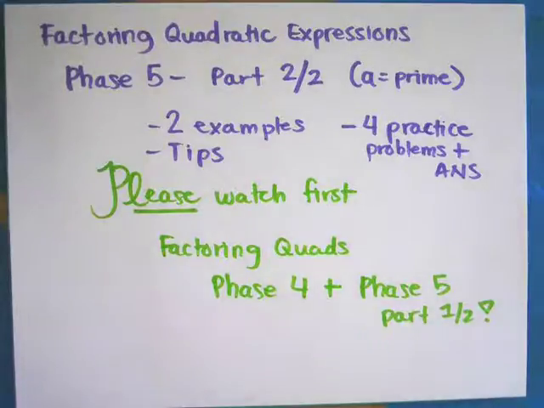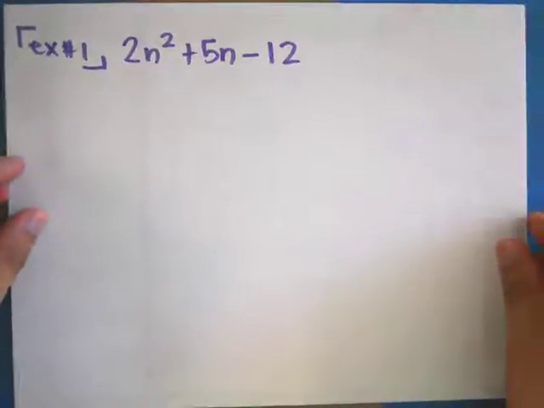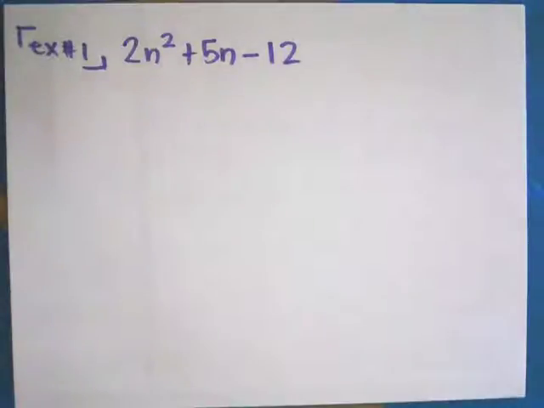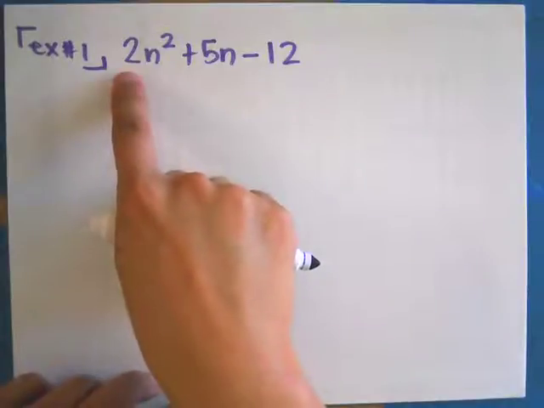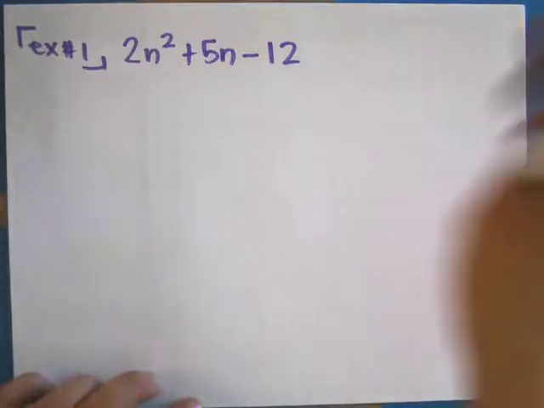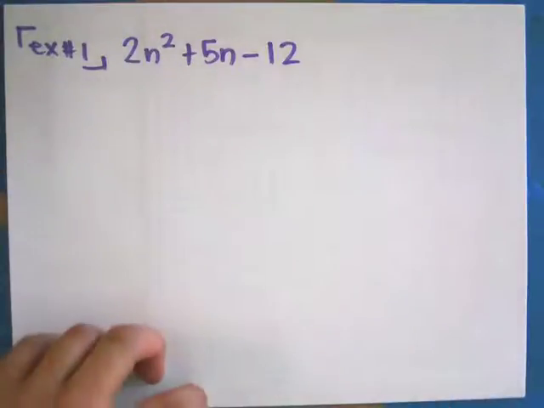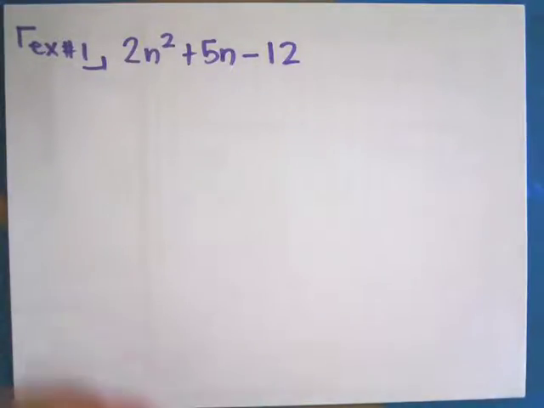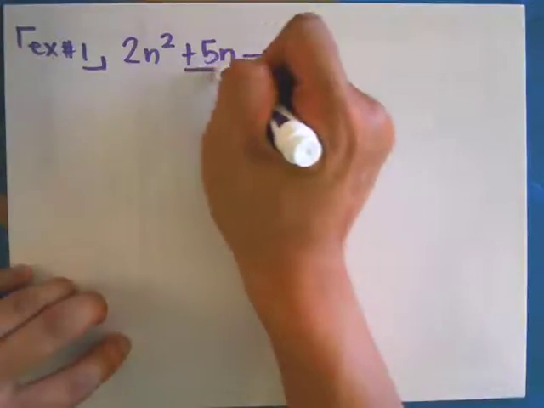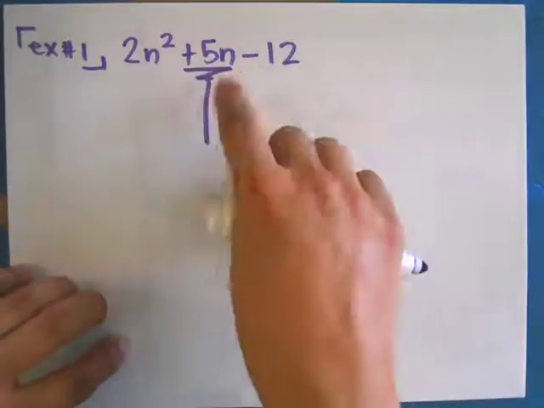Here's your example number 1. Again, coming from the last video, we have a trinomial, 2n squared plus 5n minus 12. The first question I asked you was, can we factor out a 2? Can we divide out a 2? We cannot, because 5 divided by 2 is going to be 2.5, and we don't want any decimals with that. So we're going to make a barrier like this. This is going to be our goal.